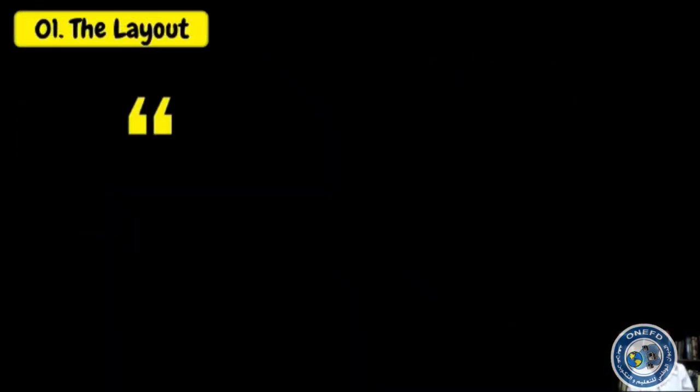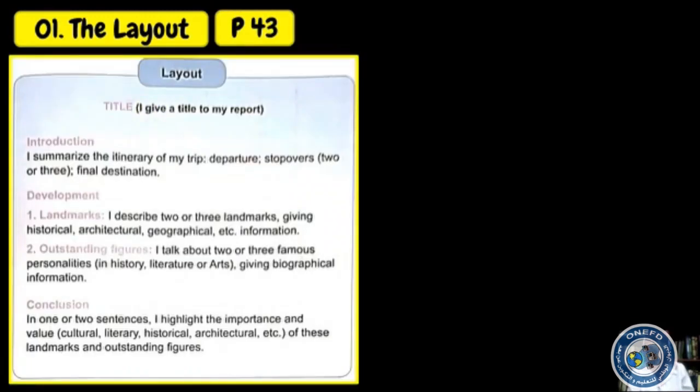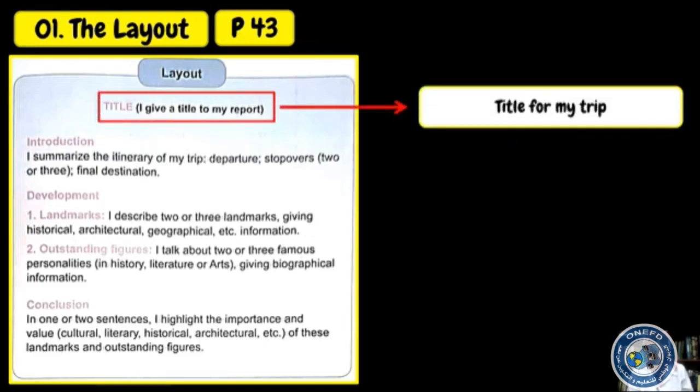First, let's look at the layout on page 43. So here's the layout. Here we have some titles in the layout. We are going to explain them and see what to do in our report. So the first one is title. It means you are going to give a title to your report, which is the title for your trip.